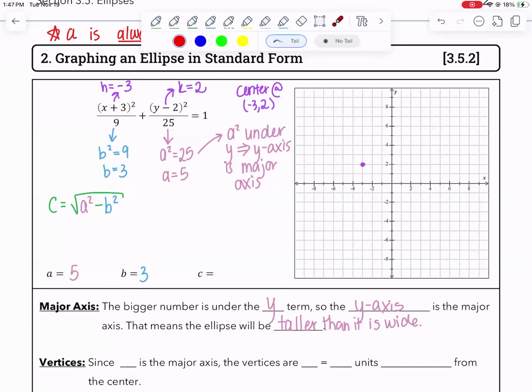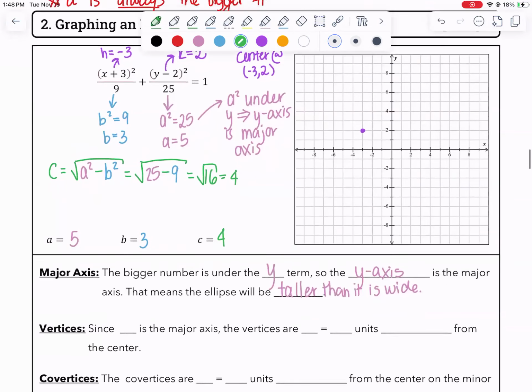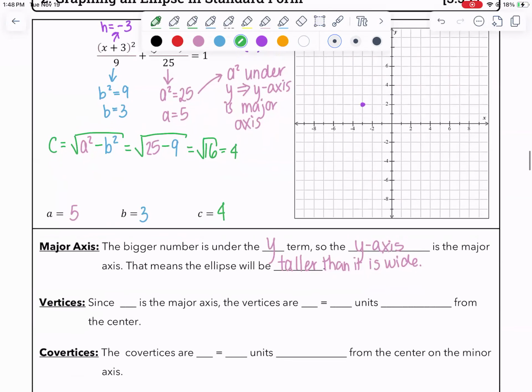And you could plug a in and then square it, but we also have the values of the squares right there. So that's what I'm going to go with. This is the square root of a squared, which is 25, minus b squared, which is 9. Square root of 16 is 4. So c is equal to 4. Okay. We have everything we need to plot literally everything in this ellipse at this point, including the foci.